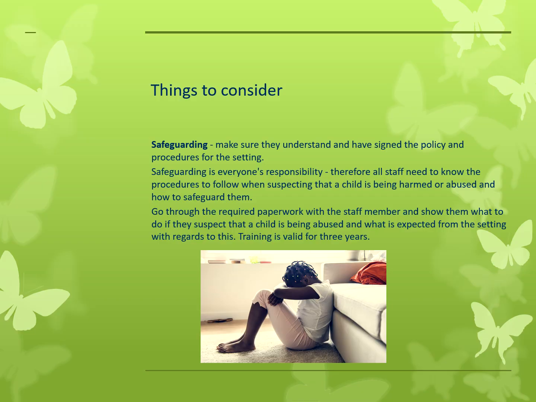Safeguarding. Make sure they understand and have signed the policy and procedures for the setting. Safeguarding is everyone's responsibility. Therefore, all staff need to know the procedures to follow when suspecting that a child is being harmed or abused and how to safeguard them. Go through the required paperwork with the staff member and show them what to do if they suspect that a child is being abused and what is expected from the setting with regards to this. Training is valid for every 3 years.